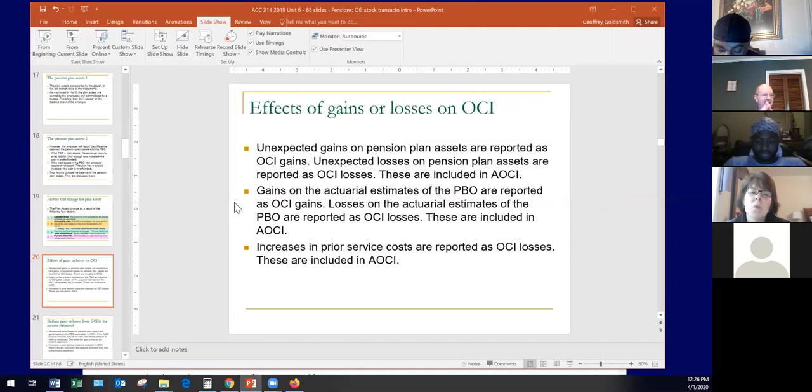Let's back up and think a little bit about these pension plan assets. What do the assets consist of mostly? Stocks and bonds. Do stocks and bonds change their market value? Yes. Can it lose market value but gain it back before you liquidate it? Yes. Can it gain market value and lose it before you liquidate it? Yes.